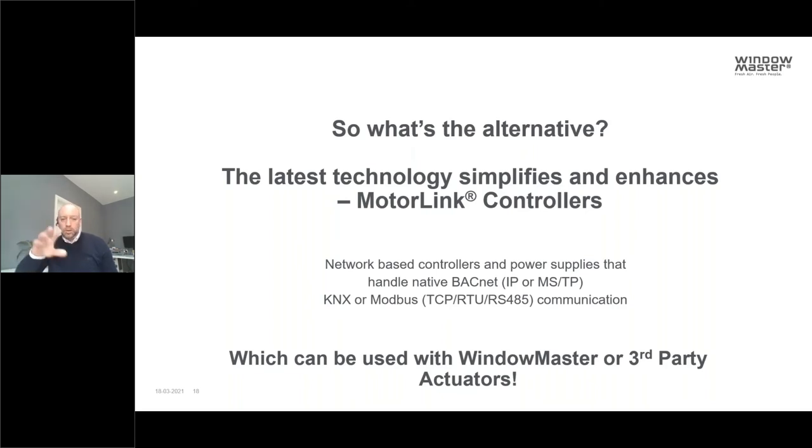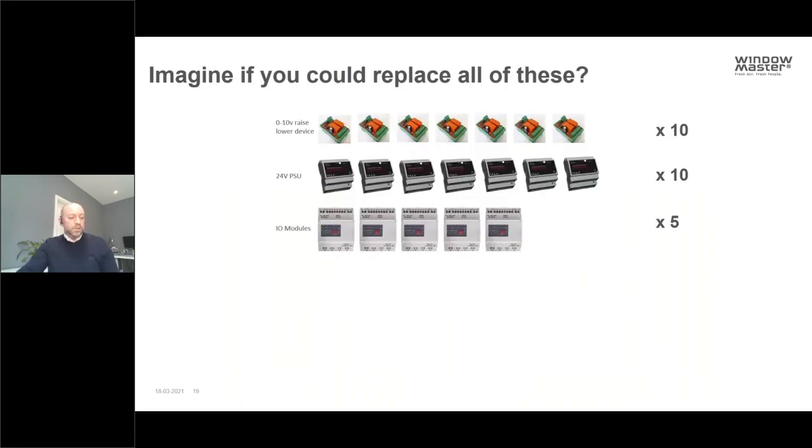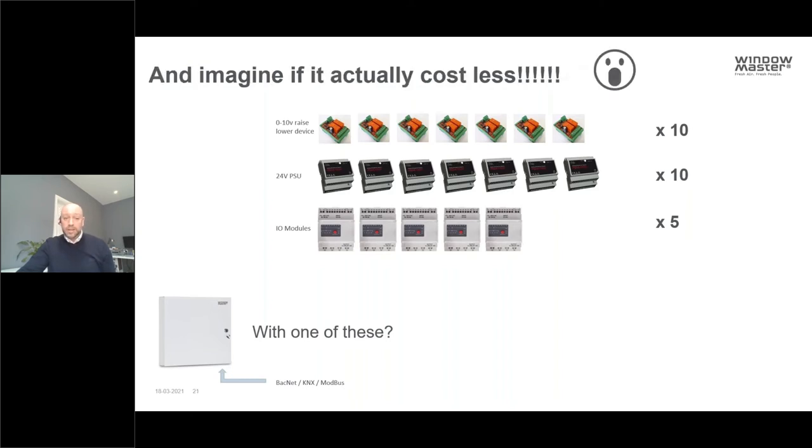So Motorlink controllers we're going to take a look at today. They're network-based controllers and power supplies that can handle native BACnet, KNX, or Modbus communication. And they can be used with WindowMaster actuators, or they can be used with almost any third-party 24-volt DC actuators as well. So imagine, if you would, that you could replace all of these components with just one of these Motorlink controllers. And imagine actually that in doing so, it would save you money.